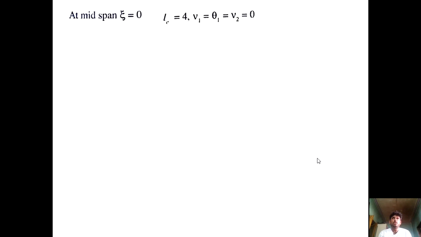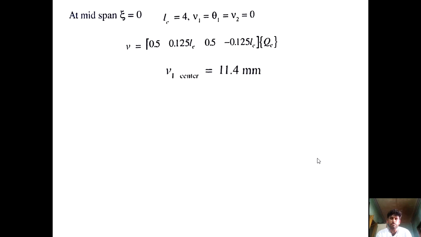At node 1, its value is minus 1. At node 2, its value is plus 1. So at the mid, its value is 0. For element 1, the length of that element is 4. Therefore, V1, theta 1 and V2 equal 0 in element 1, and only theta 2 remains. So for element 1, the maximum deflection at the center is 11.4 mm.